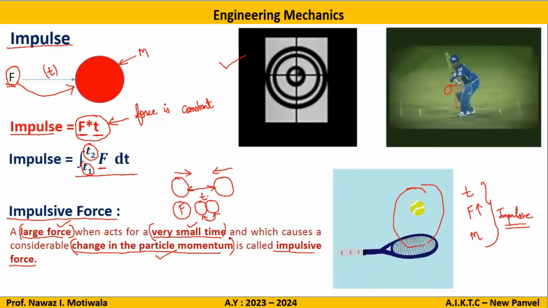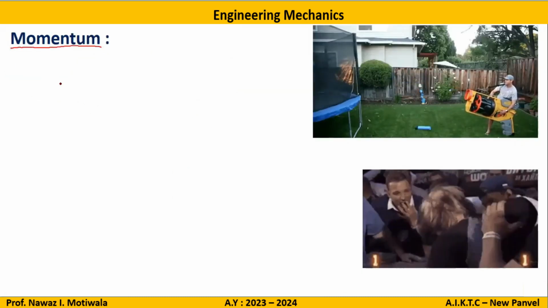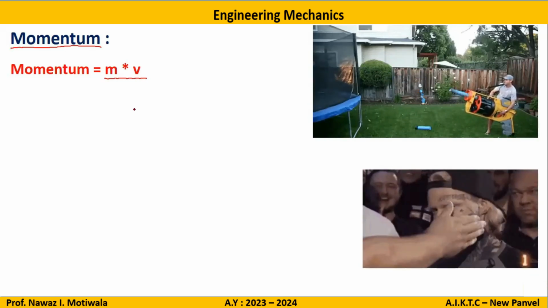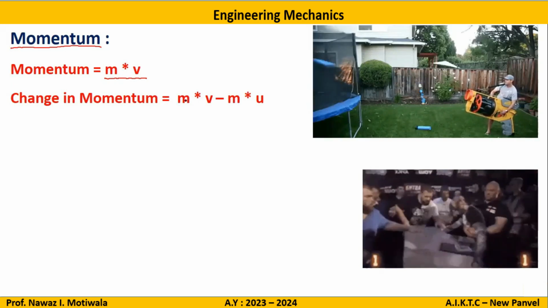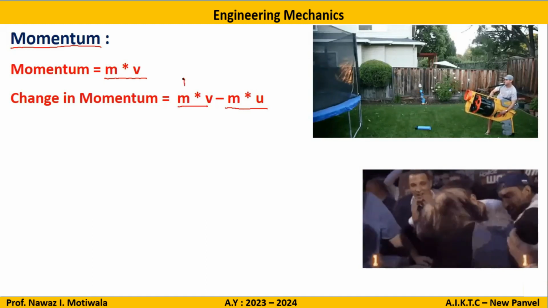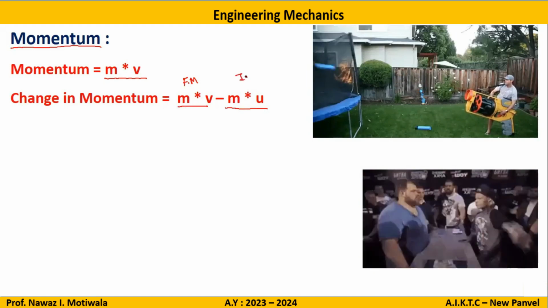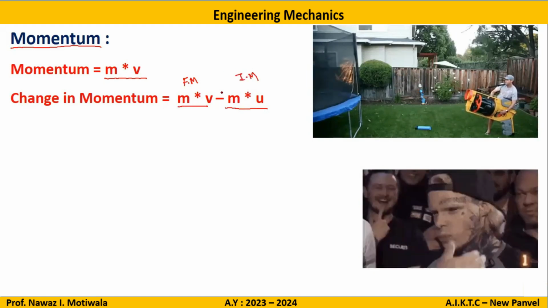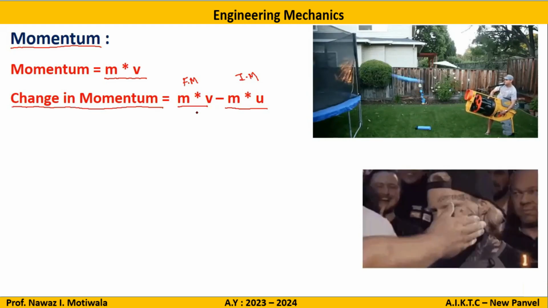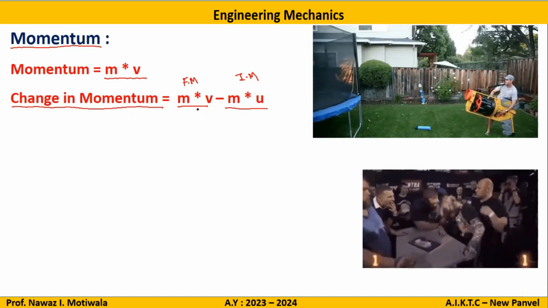Now let us understand the second part, that is momentum. We all know from our basics that momentum is the product of mass and velocity. Now if I want the change in momentum, it will be final momentum minus initial momentum. Mass into velocity, because it is v, I will consider this as final momentum, and this will be nothing but my initial momentum. And if I take the subtraction of the two, I will get the value of change in momentum.